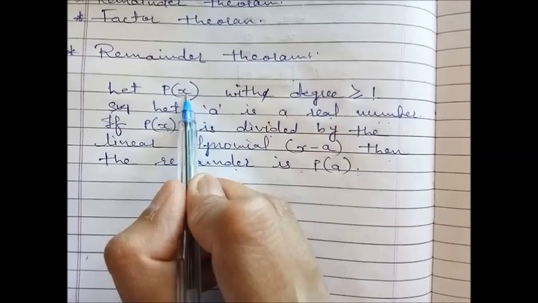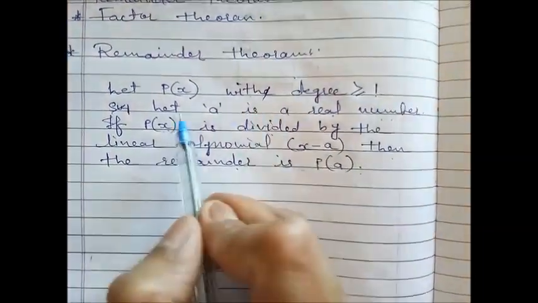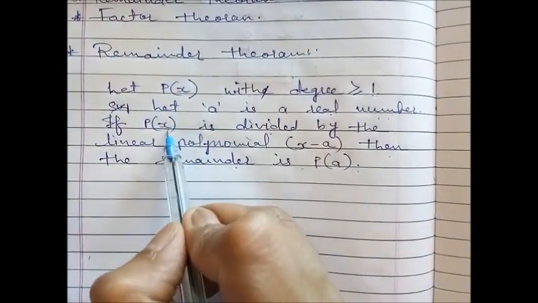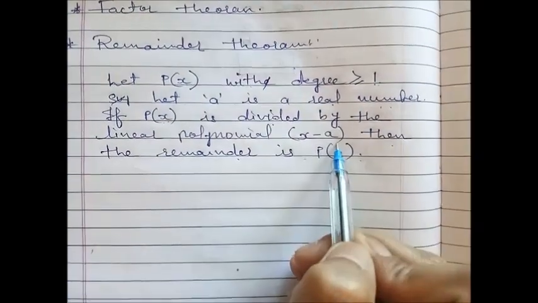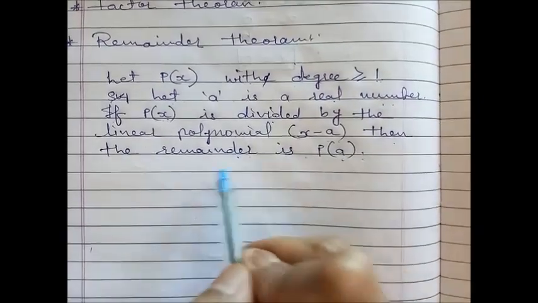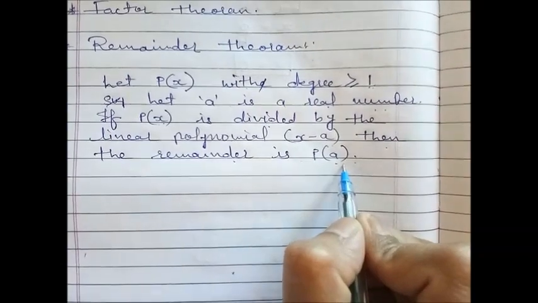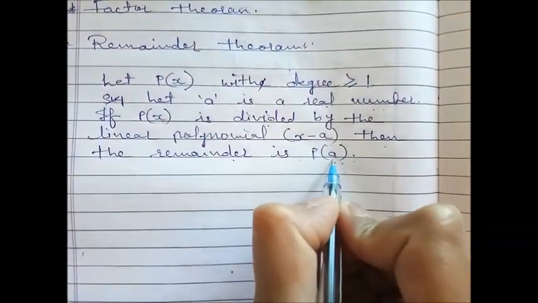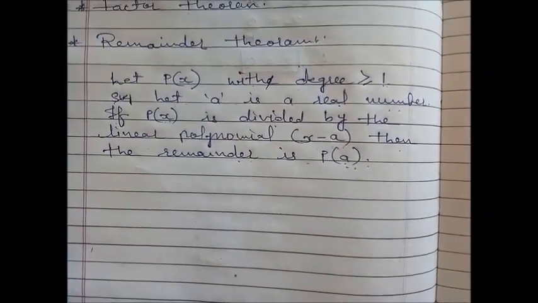Again, p of x is any polynomial with degree greater or equal to 1 and a is any real number. Now suppose this p of x is divided by any linear polynomial x minus a, then the remainder is p of a. That means the remainder will be p of a. Now what is p of a? It is the value of the polynomial at a, right?